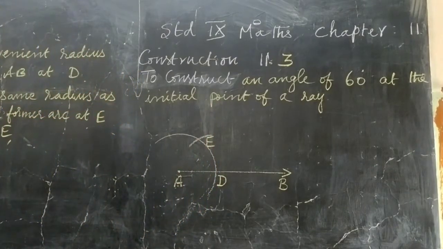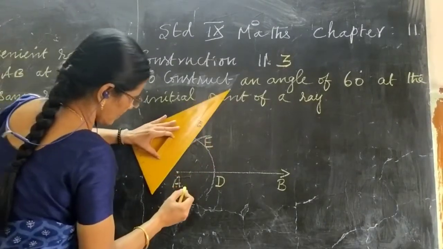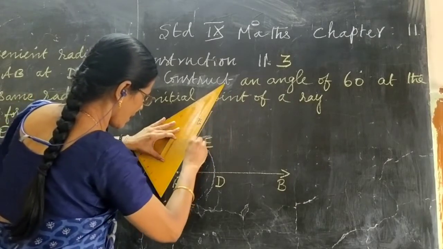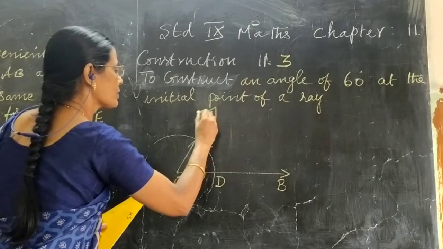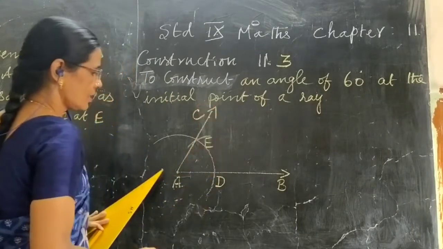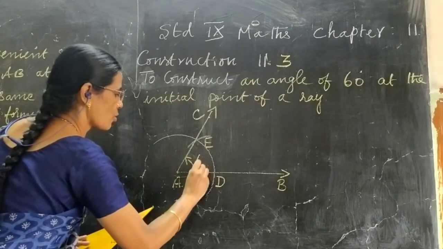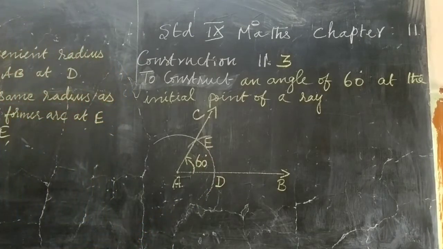Now we are going to draw a ray through the points A and E. I name this ray as AC. Now if we measure this angle, it will be how many degrees? 60 degrees. A very simple construction.